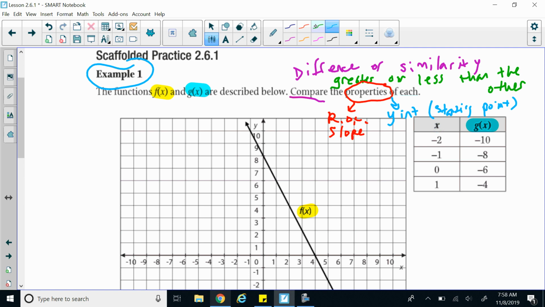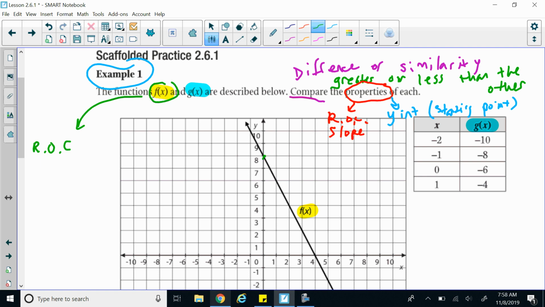So in order to compare, you actually have to find each property, rate of change and y-intercept, for each one before you can start comparing. So what we'll do is we're going to start with f of x. And f of x I'm going to do over here on the left side in green. All right. So f of x, let's start with the rate of change, aka slope. So our rate of change, if you look here, we could do a couple things. We could take 2 points and calculate the slope.